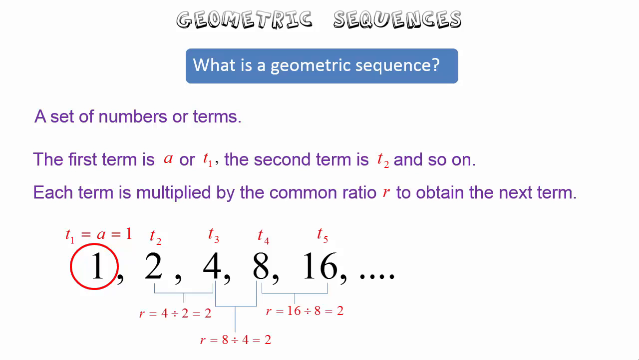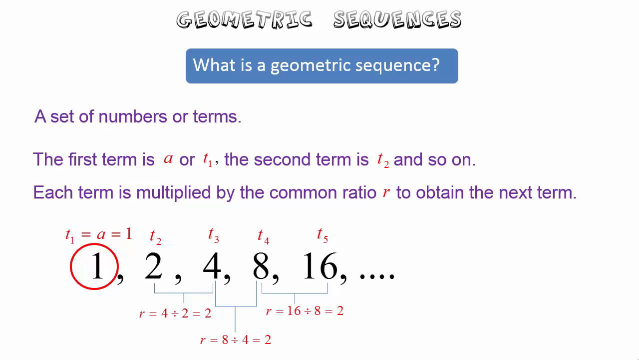And what we notice is that each successive term is obtained by multiplying the previous term by the same number or value, which we call the common ratio, and we use the letter R to represent that. So for this example, we have that R is equal to 2. We are doubling each number.